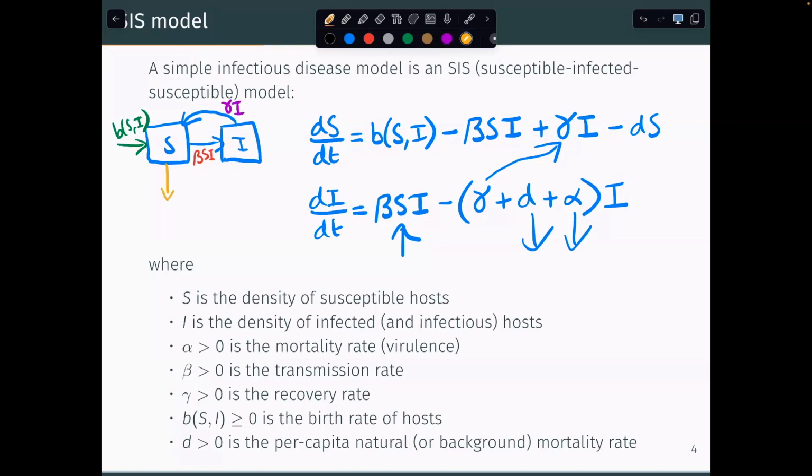And then here I would have dS and (d + alpha)I as my loss terms. Another way of thinking about these kinds of compartmental models is almost like there are buckets and pipes connecting those buckets, and there's a certain amount of liquid in those buckets that corresponds to the density of the population. And then they're being pumped either into these buckets or between the buckets and then out of the buckets. You can think of these arrows as being like pipes.